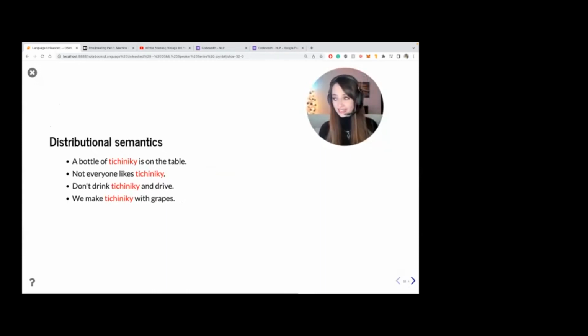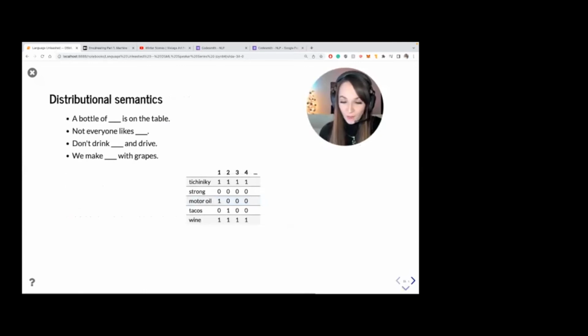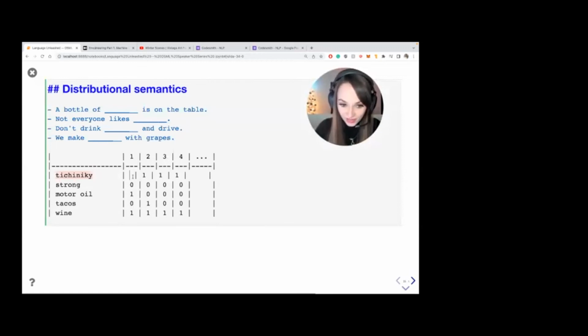Let's look at these sentences, and I'm going to do another example. So we have: a bottle of tichiniki is on the table. Not everyone likes tichiniki. Don't drink tichiniki and drive. We make tichiniki with grapes, etc. So what other words would go well in this context? I brought some words here for us to work on, and I left the spoilers on. Let me just turn off the spoilers real quick. So basically, we're just going to fill this table together.